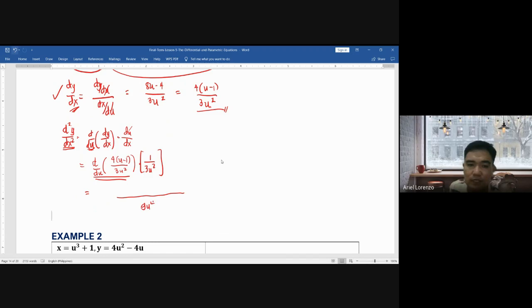9u to the fourth, low squared. Low, 3u squared. Derivative ni high. Ano yan class? 4. Di ba? Minus high, 4u minus 1. Ganun na lang. Distribute ko na si 4. 4u times 4. Derivative ni low. Ano ang derivative ni low class?